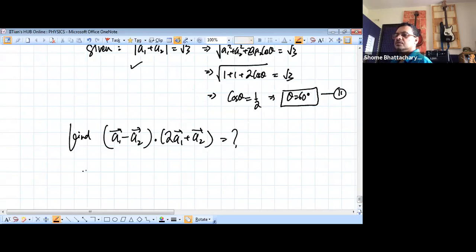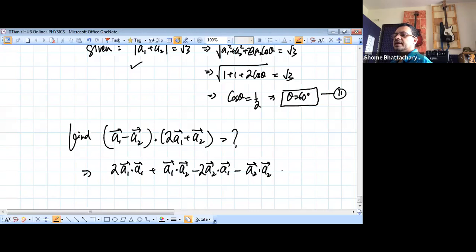So what we do first is we open this bracket. Okay, this will become 2 E1 dot E1 plus E1 dot E2 minus 2 times E2 dot E1 minus E2 dot E2. So opening of the bracket by this method is called the distributive property. We're making use of distributive property in algebra.